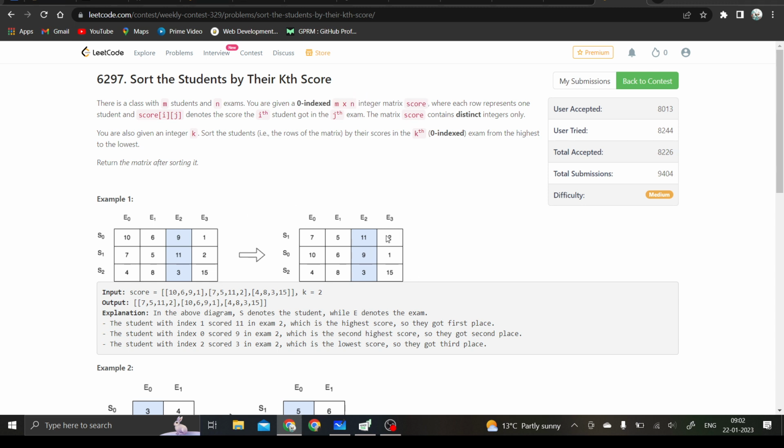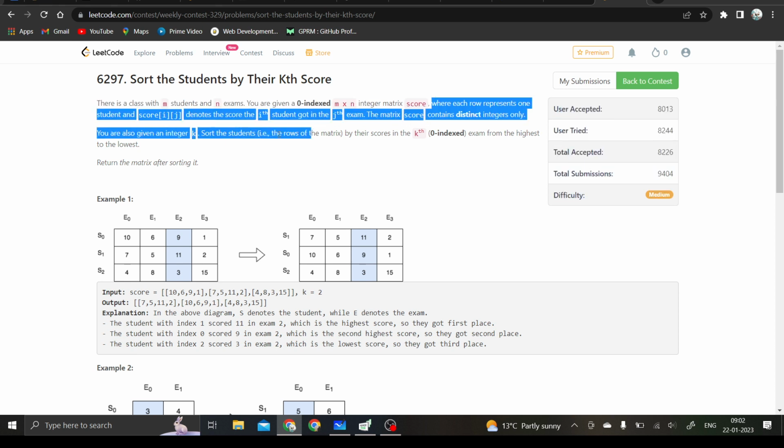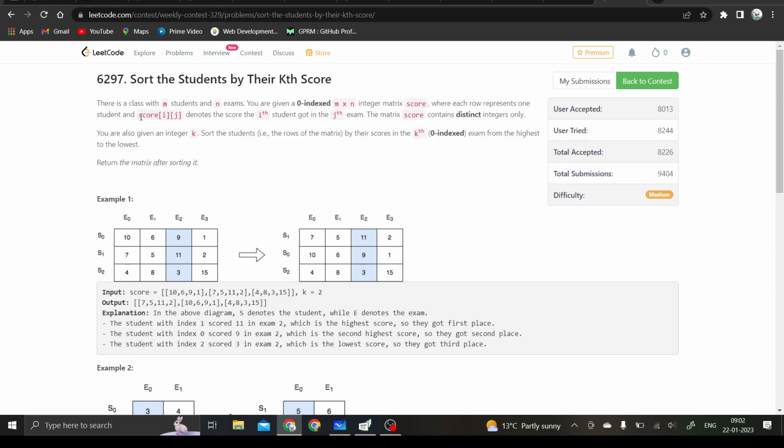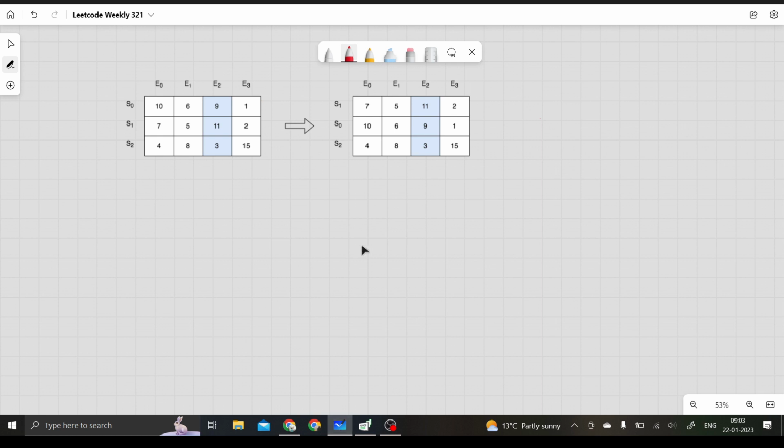Each row represents one student, and score[i][j] denotes the score the ith student got in the jth exam, and the matrix score contains distinct integers only. You are also given an integer k, and we have to sort the students by their scores in the kth exam from the highest to the lowest, and then return the matrix after sorting it. So let's see what the question is.